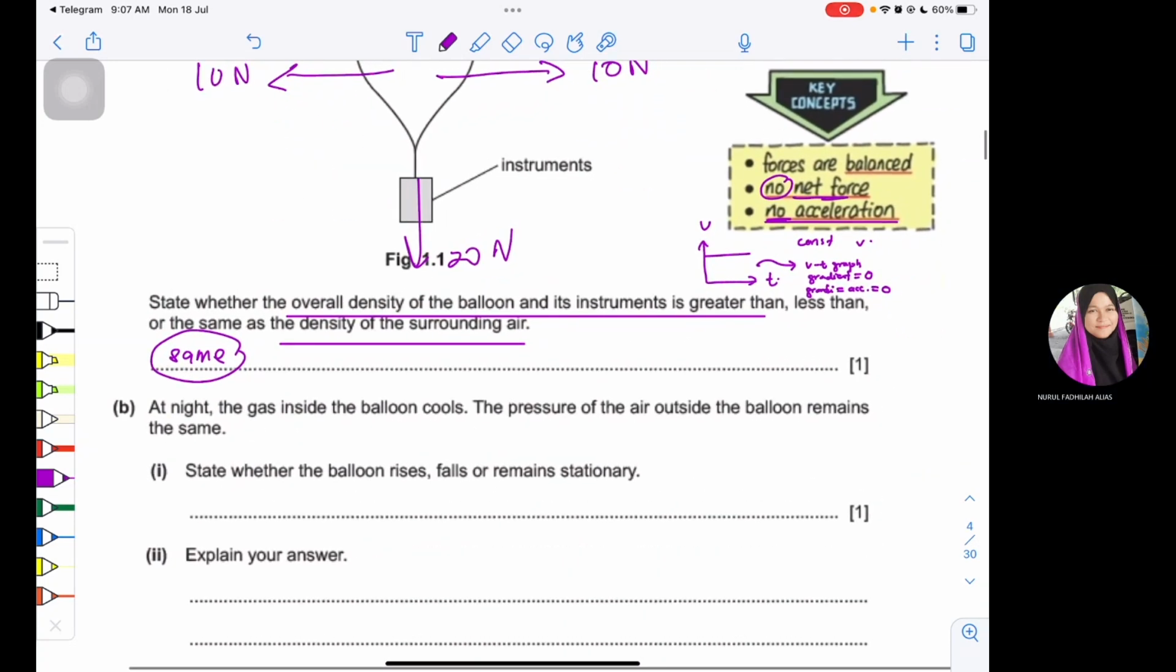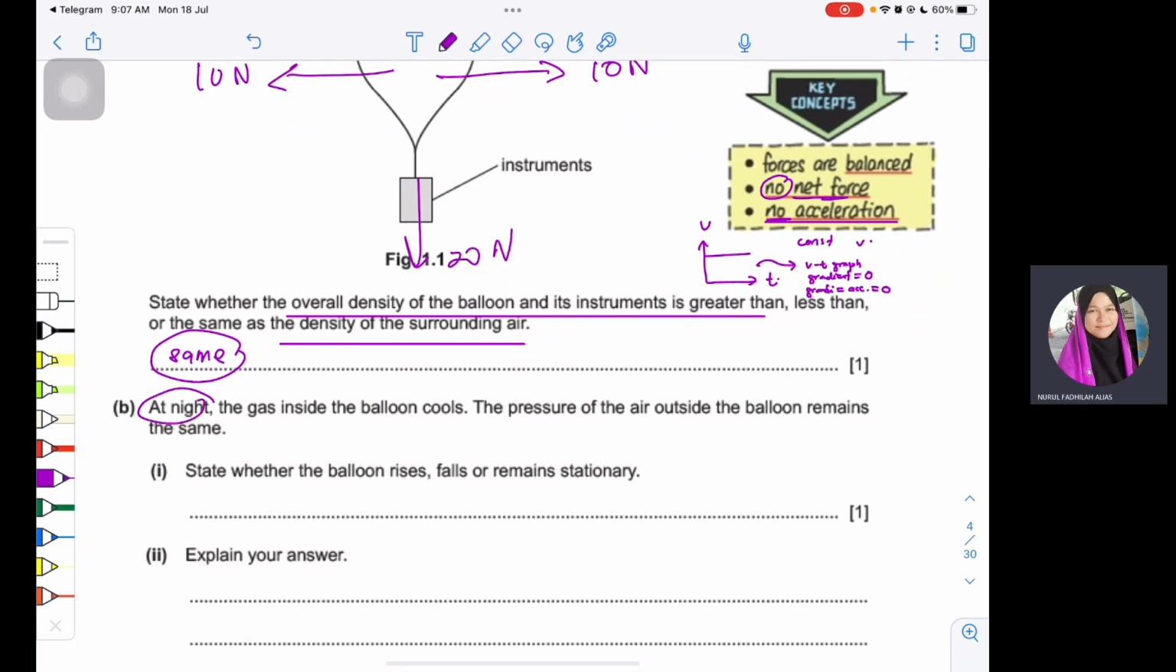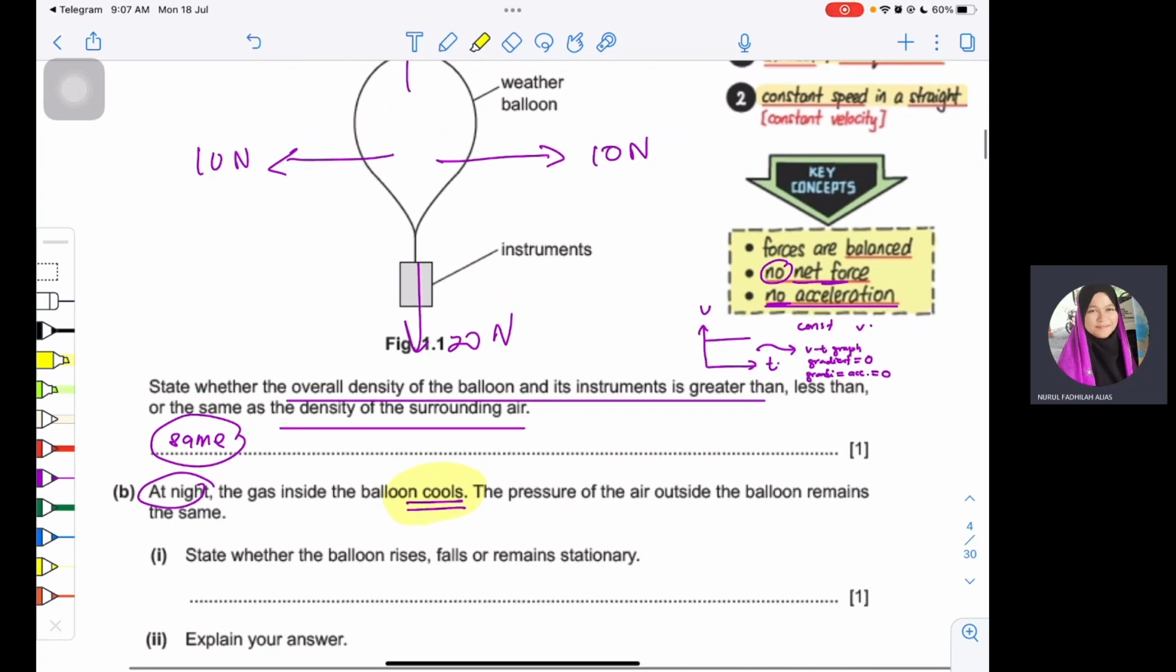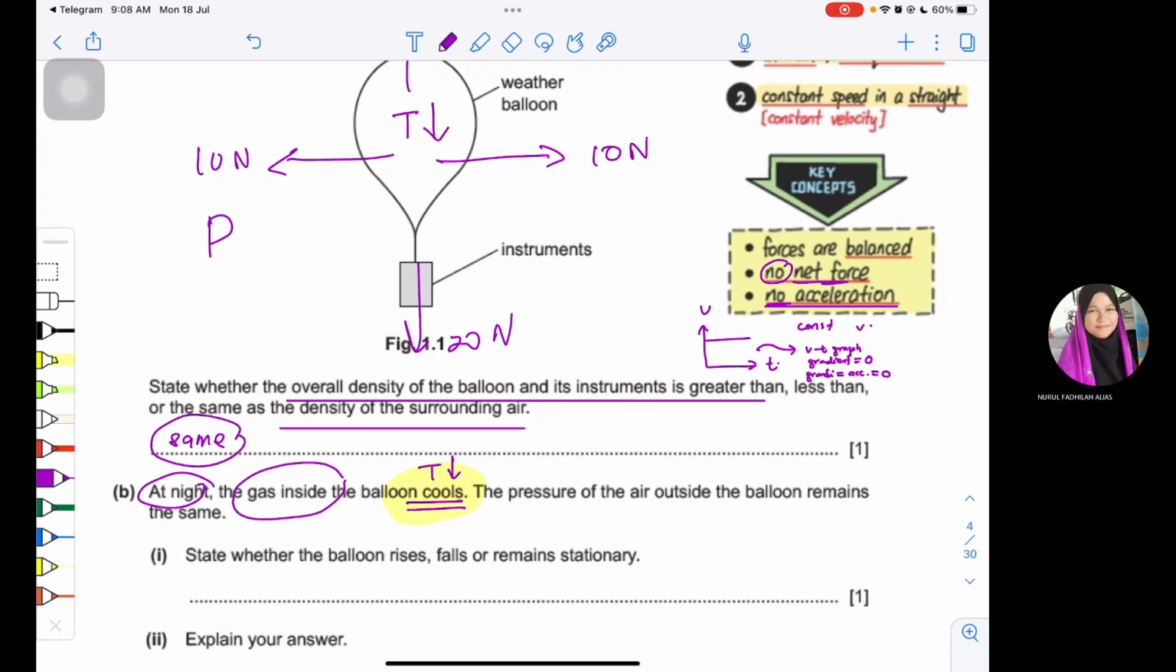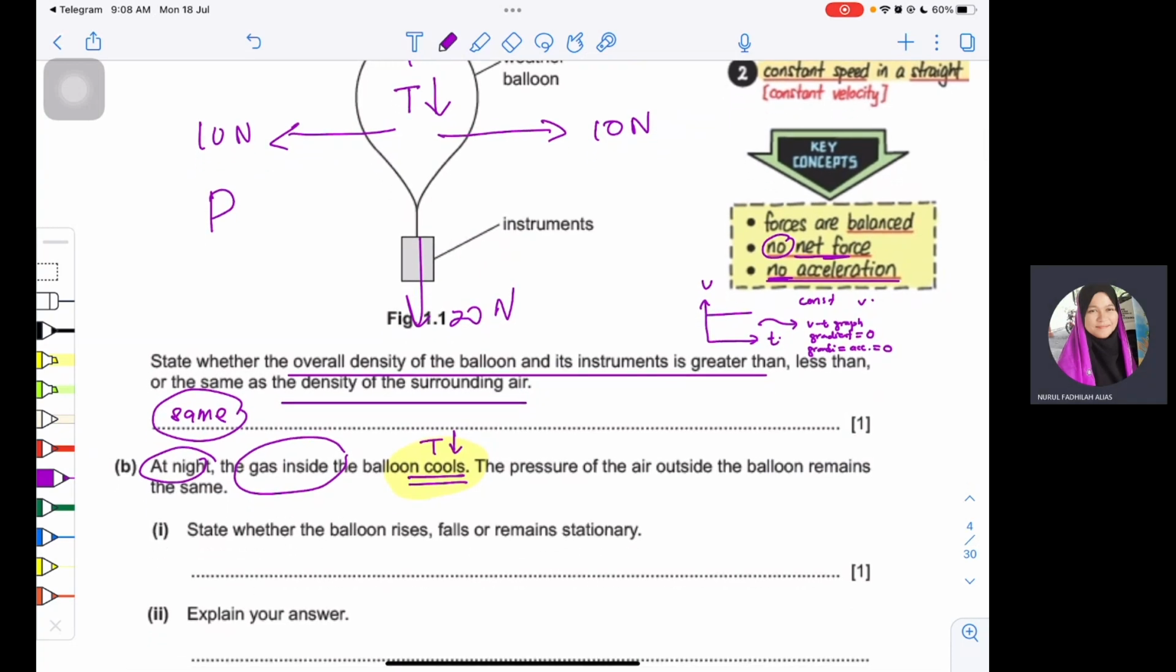At night. Okay, so we have different situation at night. So what happened at night? At night the gas inside the balloon cools. What does this tell you? Okay, what happened? Cool means temperature decrease. Which temperature? Air in the balloon. So you write here during exam, temperature decreases compared to temperature surrounding. So the pressure of the air outside of the balloon remains the same. So pressure kat sini as pressure in the morning, not the same. And so state whether the balloon rises, falls, or remains stationary.